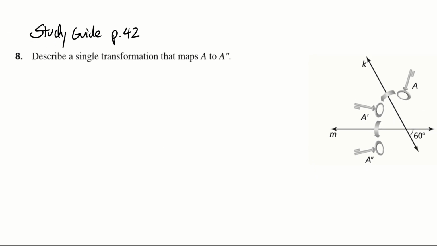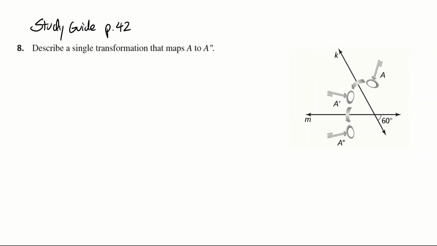From study guide page 42, here we have this key here. Describe a single transformation that maps A to A prime. And notice what's happening here are two transformations. There is a reflection about line K, and then another reflection about line M. So two reflections is equivalent to what rotation is what this is saying. Well, here's the thing. We kind of already know the answer.